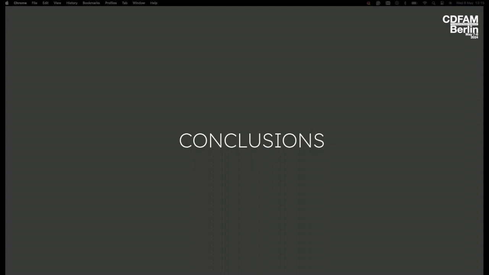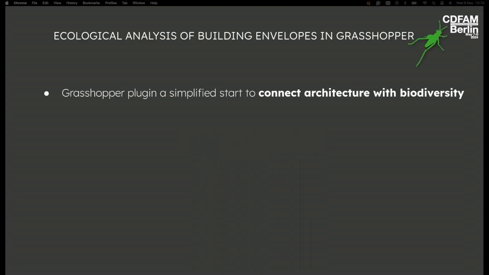Well, conclusions. Although the Grasshopper plugin with the ecological model is a very simple, simplified start, it still already incorporates the dynamics of plant species, and we have a species pool of more than 19,000 plants, and it connects architecture in some sort of way with biodiversity. And the plugin speaks for the ones in a way that cannot speak, which are the non-human species, and it considers in some sort of way their requirements in the design process.